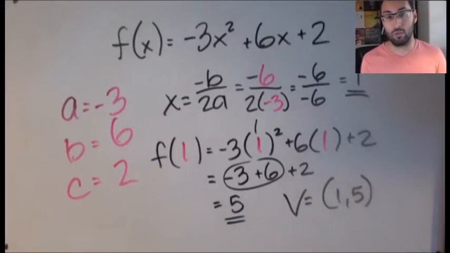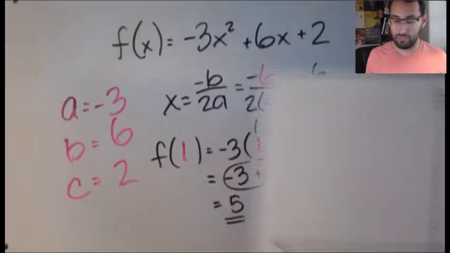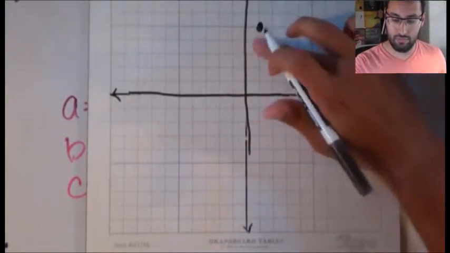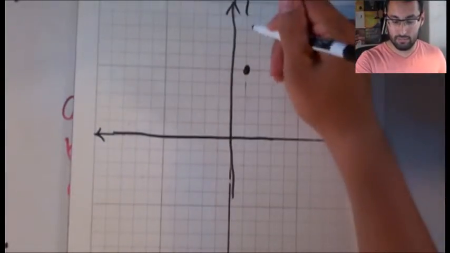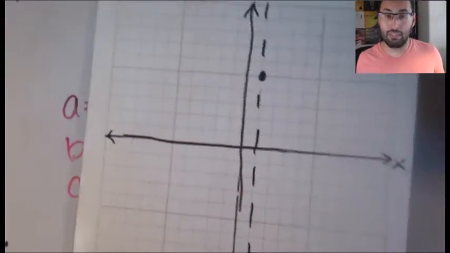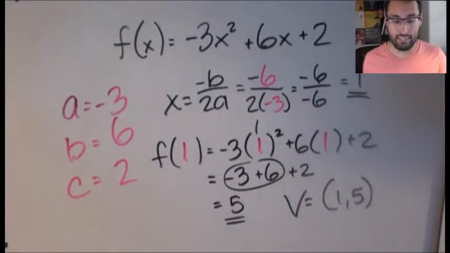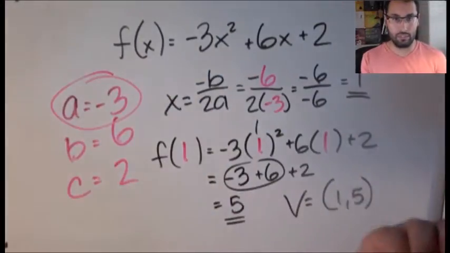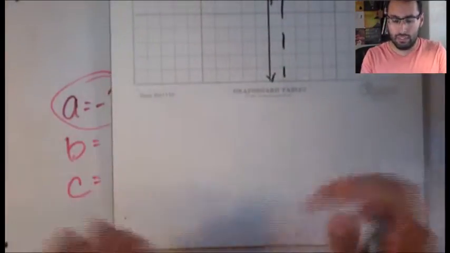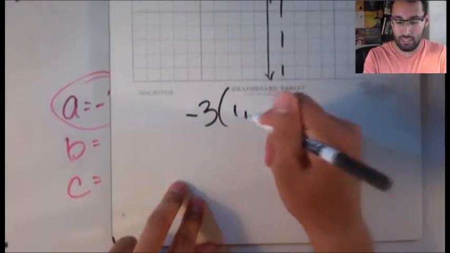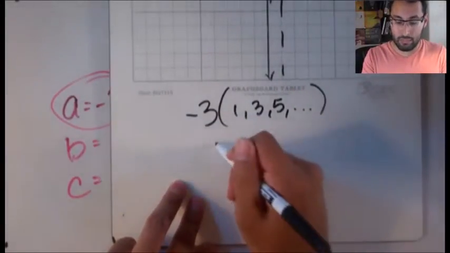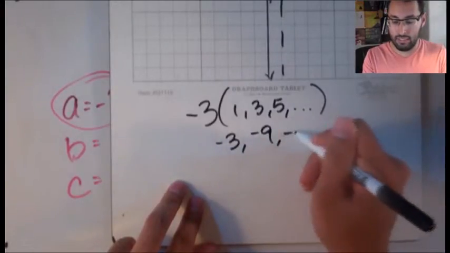So 1 to the right from the origin, and 5 up. 1 to the right, 5 up, right over here. Again, draw your axis of symmetry. Now, something a little different about this function compared to the last one is our a value. The last one, our a value was easy. It was just positive 1. In this case, it's a negative 3. So what we'll do is take negative 3 and multiply it by this sequence of numbers. This will be negative 3, negative 9, and negative 15.